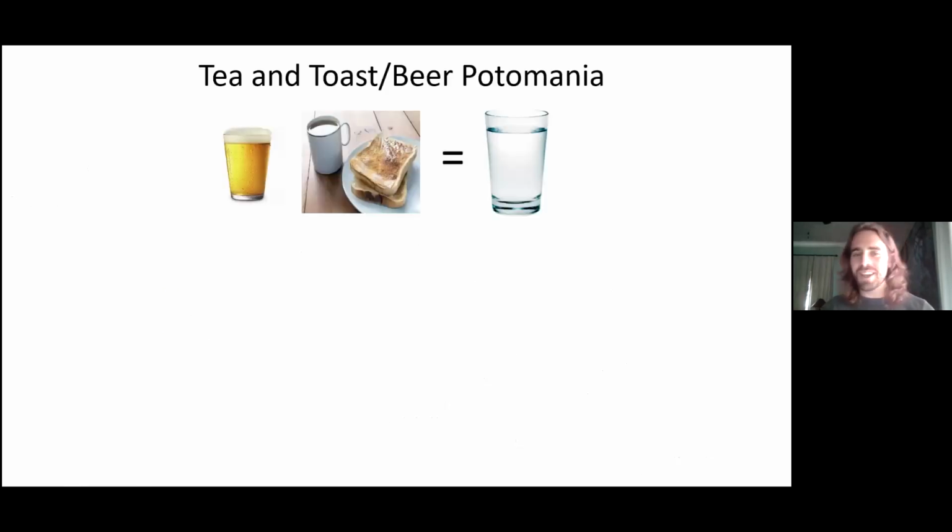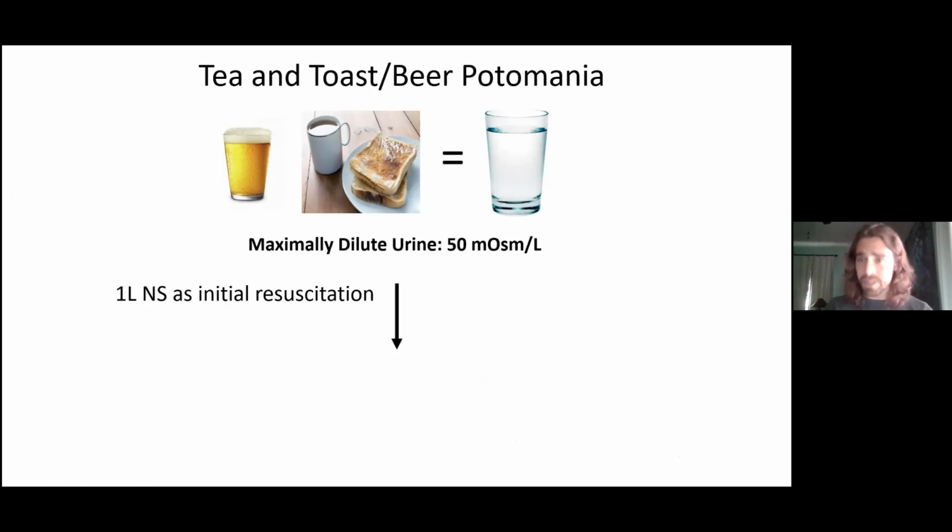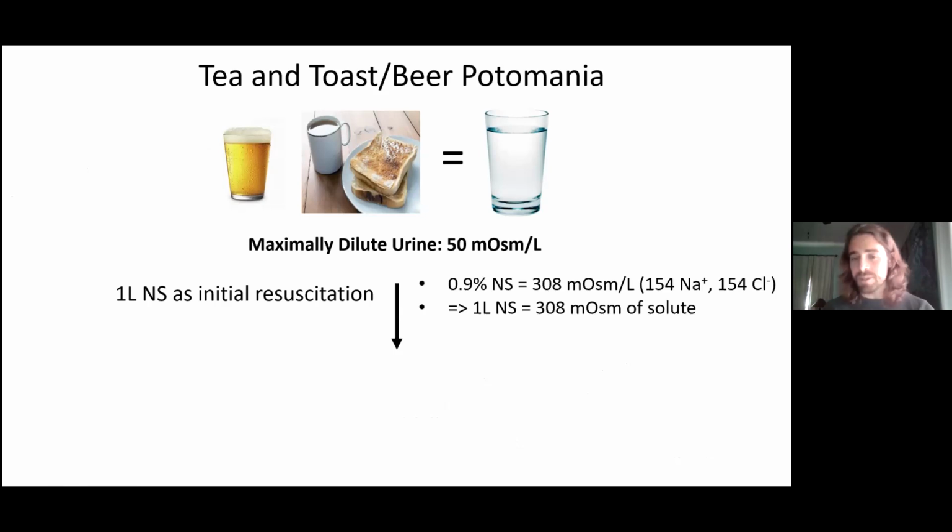And then briefly, because I think the physiology is so interesting here, let's show why this can happen so briskly in tea and toast and beer potomania. In these settings, the urine is maximally dilute. So say this poor elderly patient comes into the ED and gives a history like, I'm just not getting around very well, my diet isn't that great. It's really easy to think, oh, this person might be hypovolemic, let's give them a liter of normal saline as resuscitation. But in a liter of normal saline, that's about 300 milliosms of solute that is suddenly given to this kidney that wants to pee off as much water as it can.